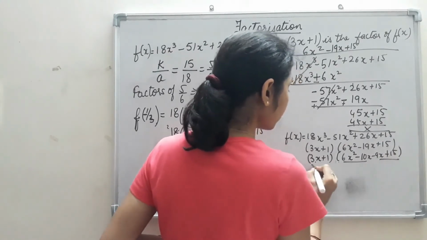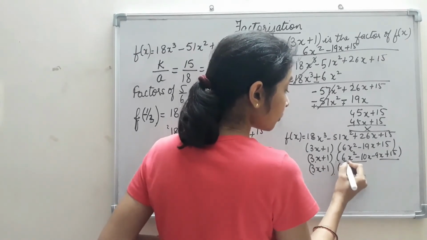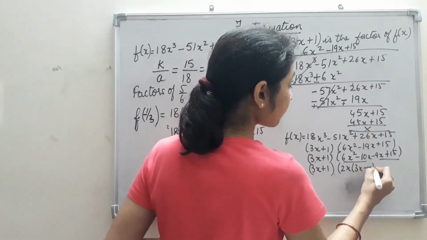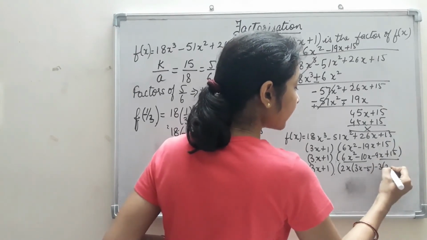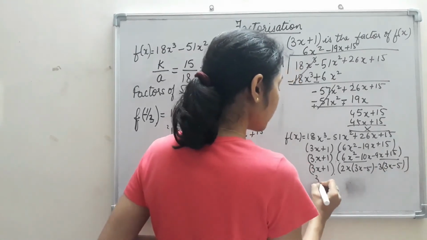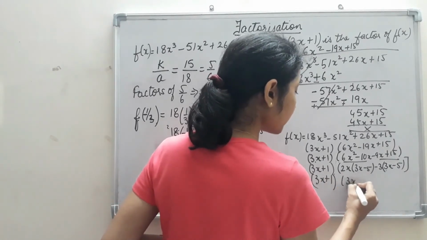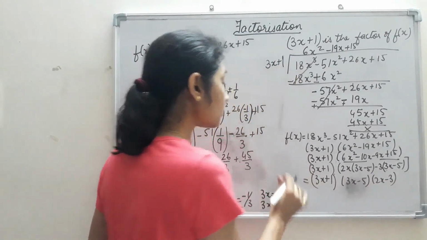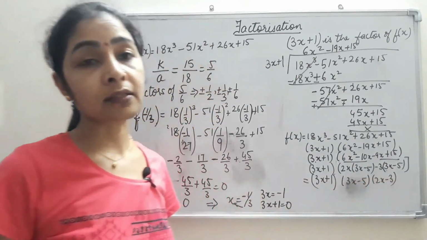Now grouping them, 3x plus 1. What is common here? Only 2x is common, so 2x, in bracket I get 3x minus 5. And here what is common? 3. So in the bracket I get 3x minus 5. Okay, so what is common here? 3x plus 1 is already here, and 3x minus 5 is common. 3x minus 5 and 2x minus 3. So the factors of f(x) are 3x plus 1, 3x minus 5 and 2x minus 3.